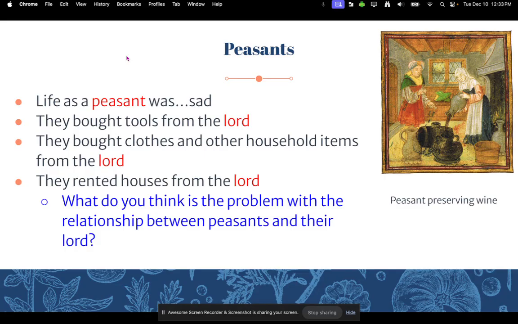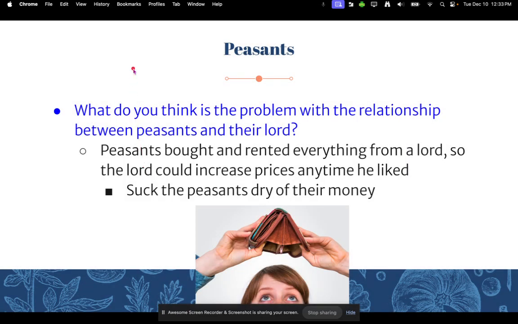So, take your best educated guess. What do you think is the problem with the relationship between the peasants and their lord? There are a lot of problems, but the one that I thought of is that peasants bought and rented everything from a lord. So the lord could just increase the prices anytime he liked. That pretty much sucked the peasants dry of their money.